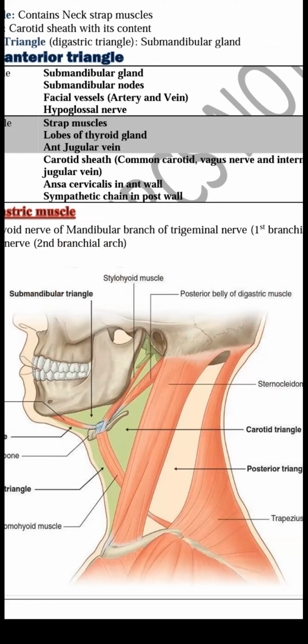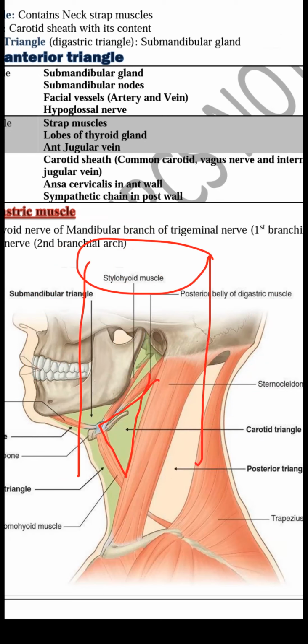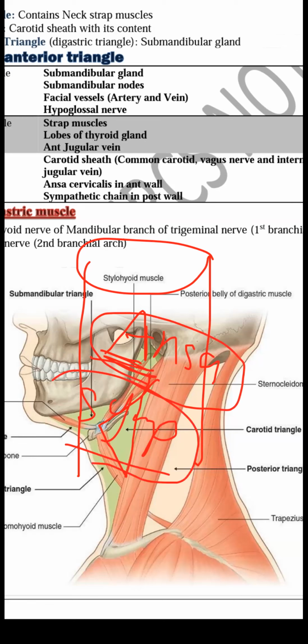Then let's go for this most important triangle. This is called carotid triangle. What are the contents of the carotid triangle? Its content is the carotid sheath. In its anterior wall, you have ansa cervicalis. Posterior, you have the sympathetic chain.